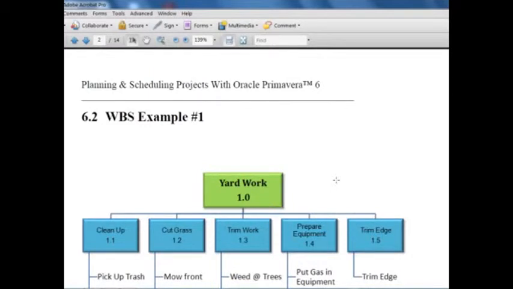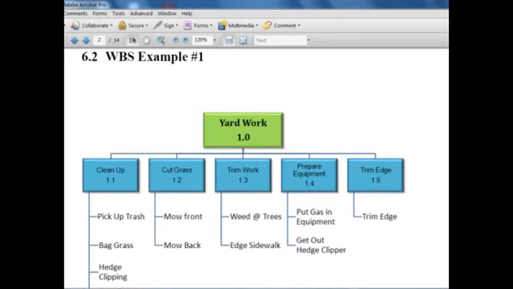Here's example 1 of a WBS. It's yard work. Say for example you have a niece or nephew, they are teenagers, have them come and help you on a weekend to do the yard work, and you could tell them, hey, we have to do the cleanup, we have to cut the grass, we have to trim, we have to prepare the equipment, we have to trim edge. Most of the kids will understand what it is, so they are okay with that.